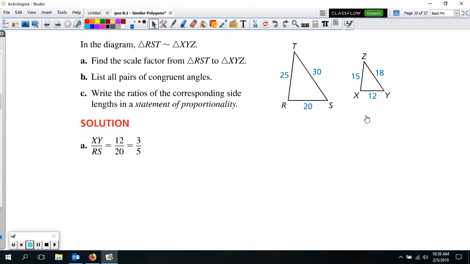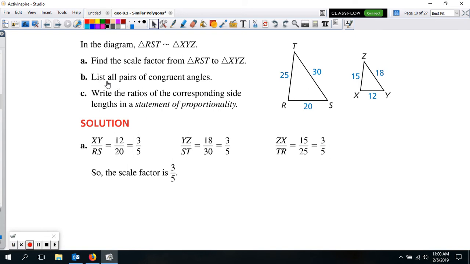x, y, and rs. So x, y, the 12 down here, rs, the 20, they're going to put 12 over 20 and just reduce it. That will give us our scale factor. In fact, you can see they're all going to reduce to that 3/5, and so that means that 3/5 will be your scale factor. They all will have the same reduced fraction. These are all proportional. 12 over 20, 18 over 30, 15 over 25 are all proportional because we can reduce them all to the same fraction.